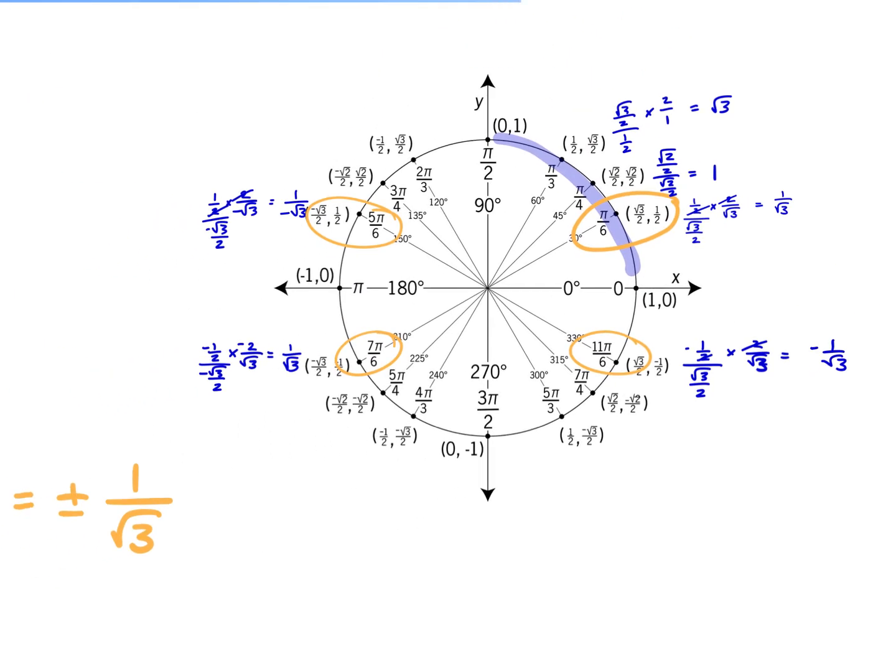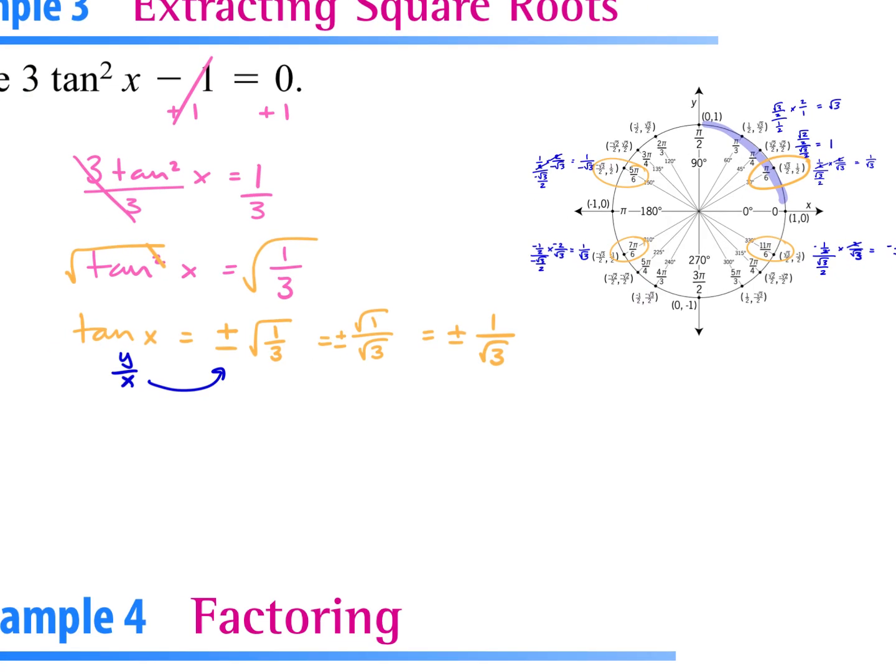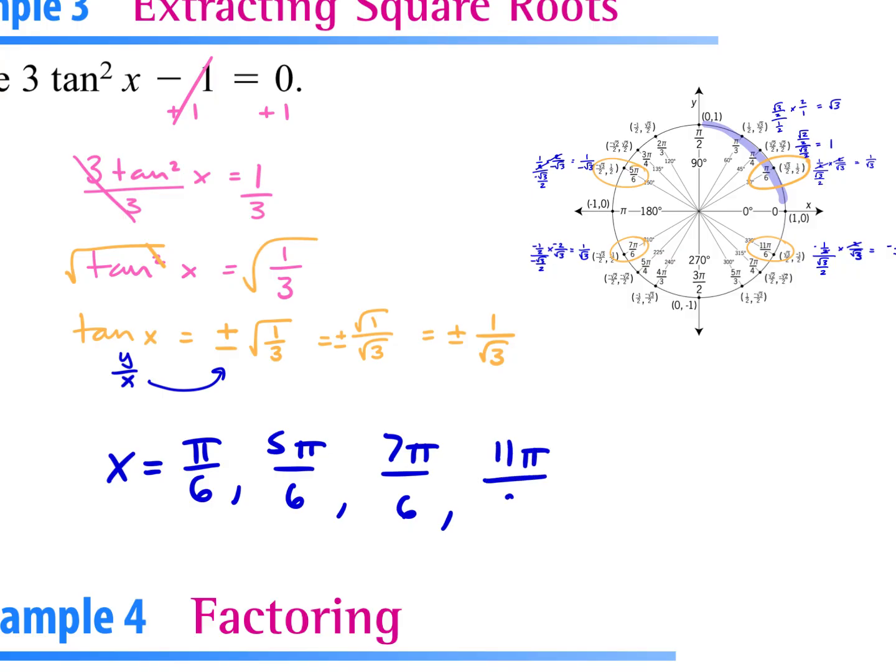So here we have 4 answers. We're going to say x equals pi over 6, 5 pi over 6, 7 pi over 6, and 11 pi over 6. Because we were looking for the positive and negative 1 over square root 3 for y over x to be, we have 4 answers.